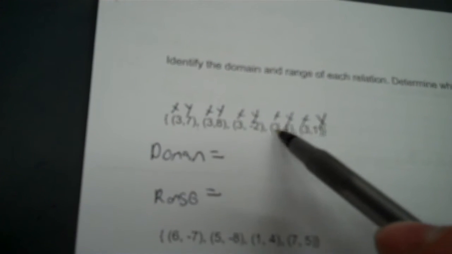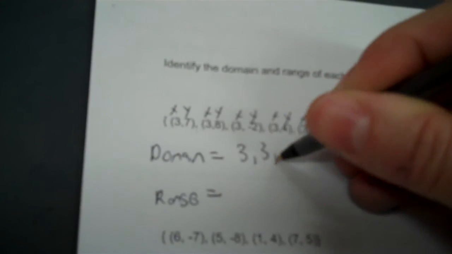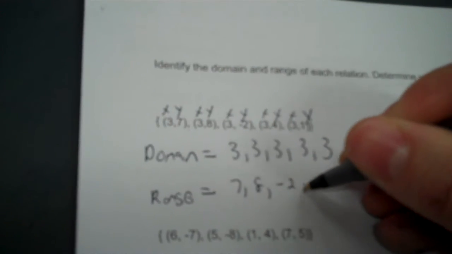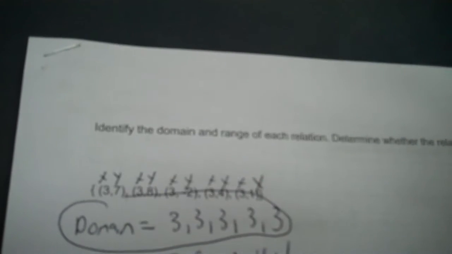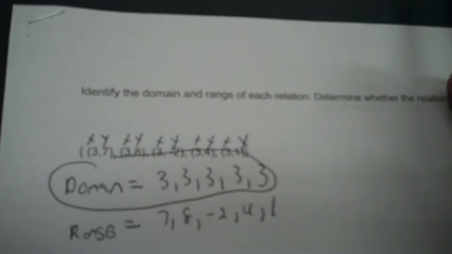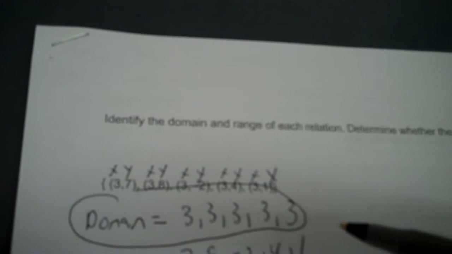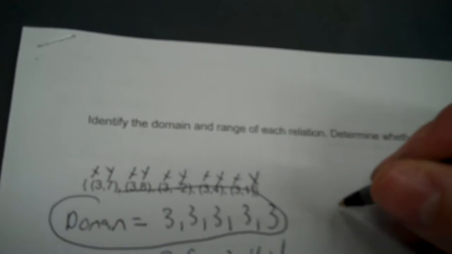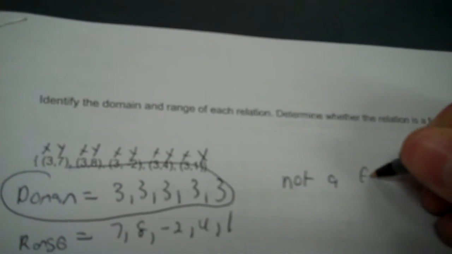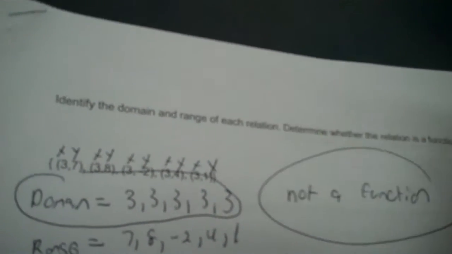So 3, 3, 3, 3, 3. Okay, and then your range are all the y's, 7, 8, negative 2, 4, and 1. Now look at your domain. Now you've got to determine whether we have a function or not. You're only concerned about the domain when you decide whether it's a function. You don't really even look at the range, just the domain. Do you have any repeat values in the domain? Yeah, I do have repeat values, so it's not a function. For it to be a function, you can't have any repeats in your domain.